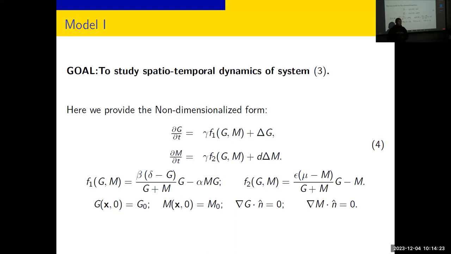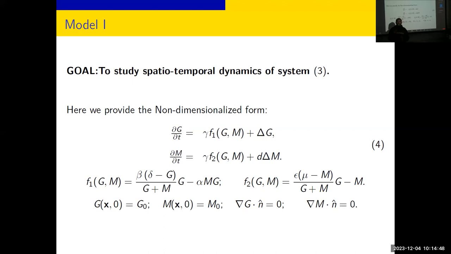And in this presentation, I only give out the dimensionless form of the system. So we assume Neumann boundary conditions, putting emphasis that there is no leakage within the cell. So all the things are confined within the cell. So that's why I'm giving the Neumann boundary conditions.